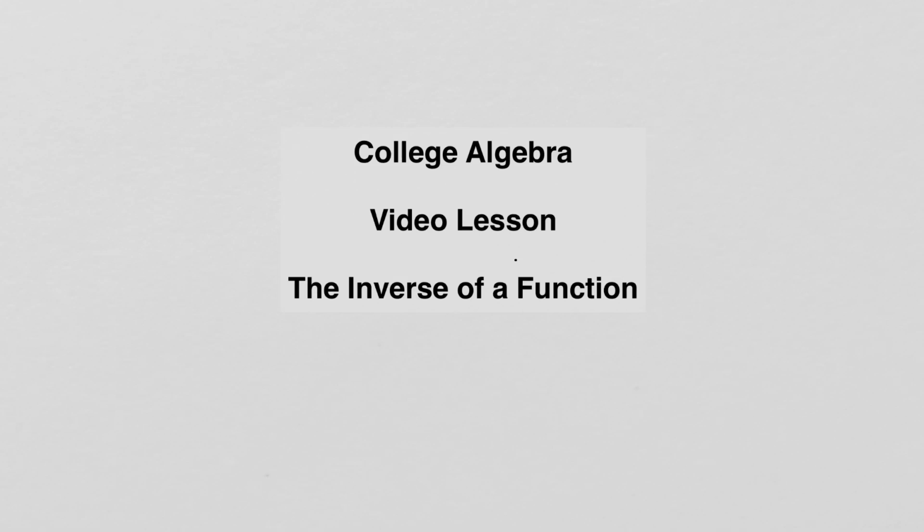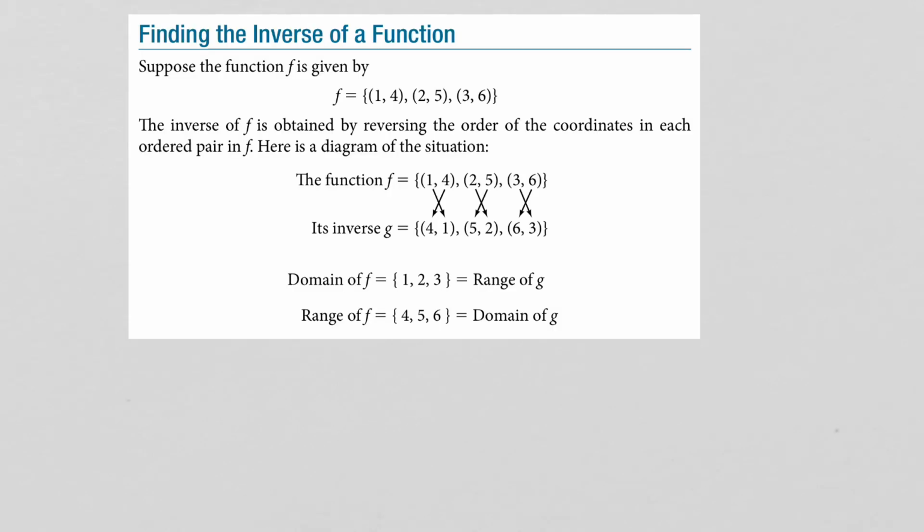The inverse of a function. We want to look at finding the inverse of a function. Let's suppose we have a function f that is given by the 3 points (1, 4), (2, 5), and (3, 6). What does it mean to find the inverse of such a function?